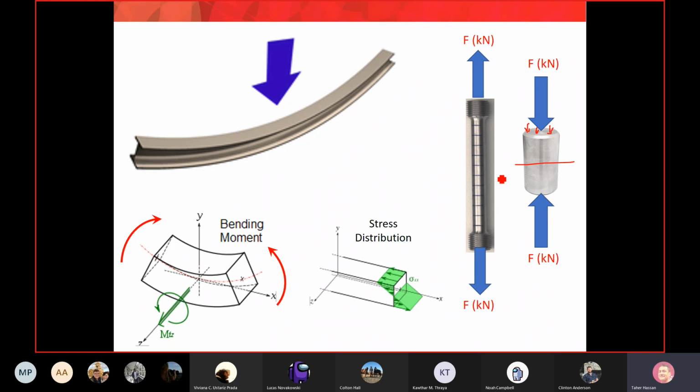Tension, pretty much the same, no change. The only thing we do is reverse the direction of the force. But still, the force is acting along the axis of the specimen, perpendicular to the cross section. So the stresses will again be normal stresses and also uniform. It means the entire cross section will be subjected to the same level of stress. So that's tension and compression.